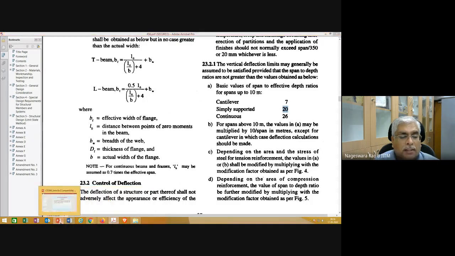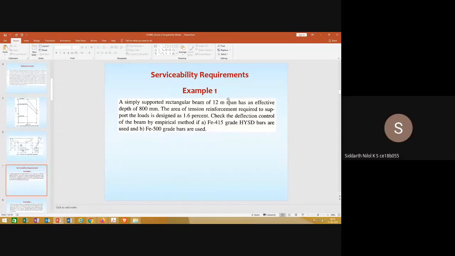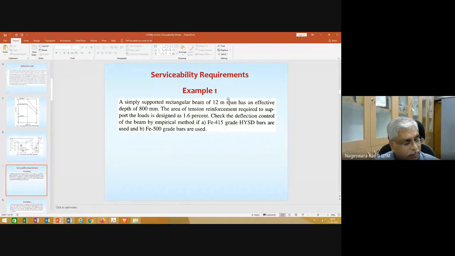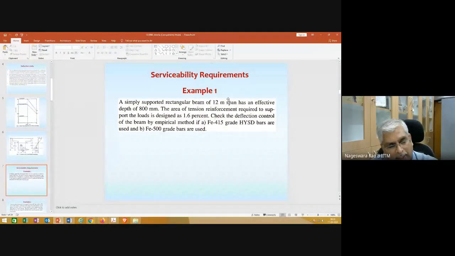So what is the L by D ratio here? 12 divided by 800, or you need to convert 12 into millimeters. That is 15. And what is the code value? 14.83. Anyway, you can round it off and say it is 15, or if you want to be very precise, please see we got 14.83 by reading from that figure.